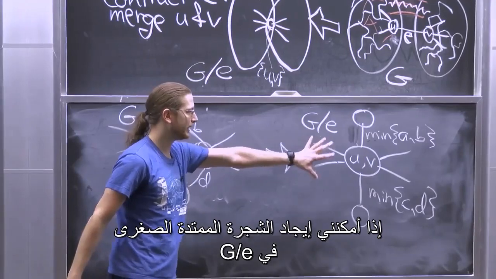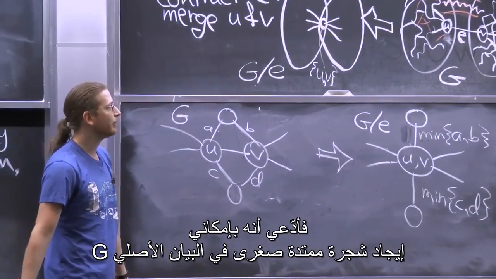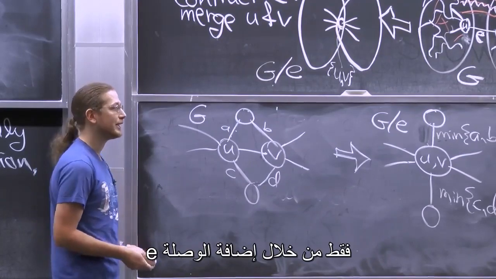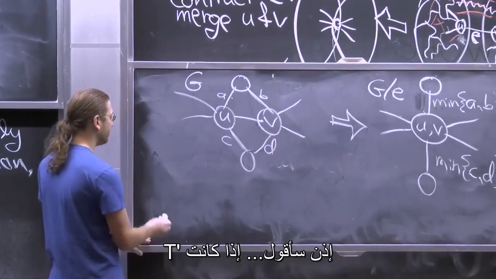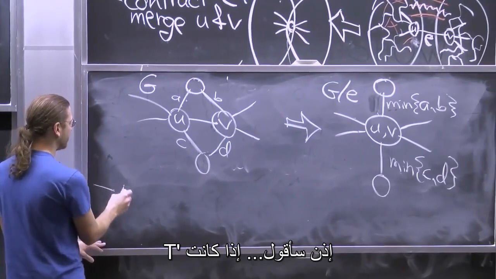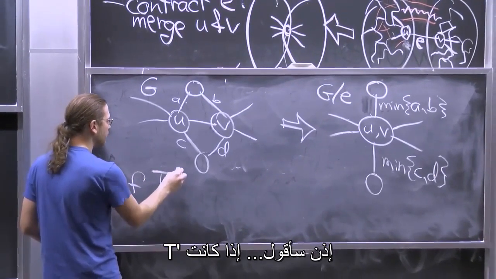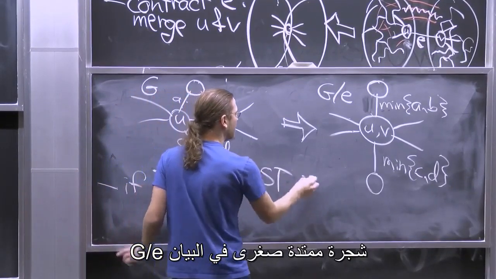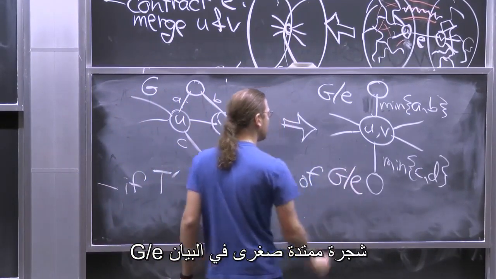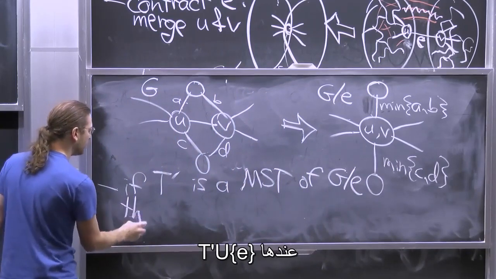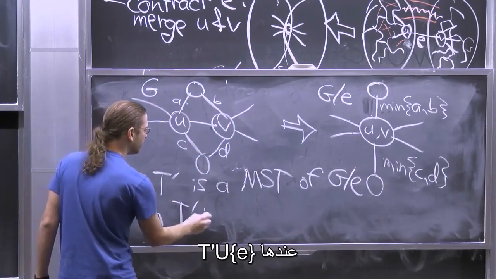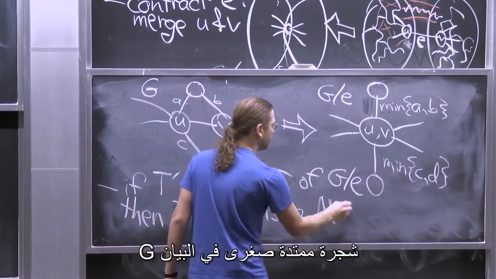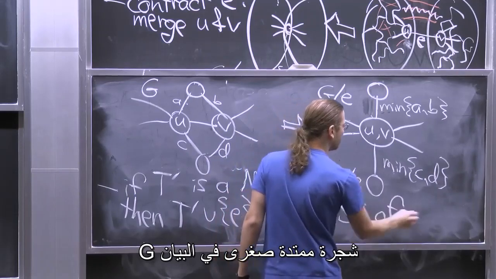If I can find a minimum spanning tree in G/E, I claim I can find one in the original graph G just by adding the edge E. So I'm going to say, if T prime is a minimum spanning tree of G slash E, then T prime union E is a minimum spanning tree of G.